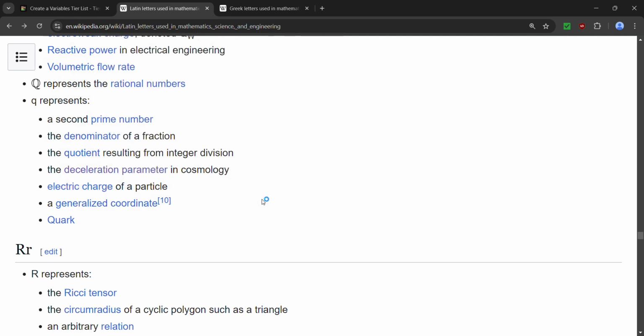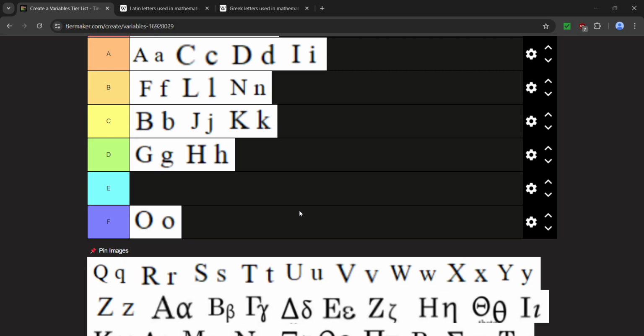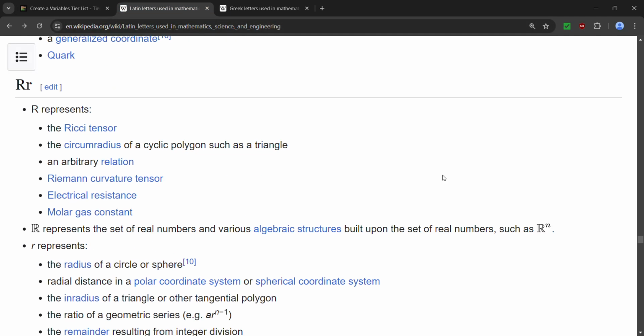Sure. Oh, charge. Yeah, electric charge. I guess that's pretty important. So I'm really looking at heat and electric charge and volumetric flow rate is what we're really paying attention to. And I guess heat is pretty important. So I'll give it C, mainly just for that. Yeah, that's a C tier.